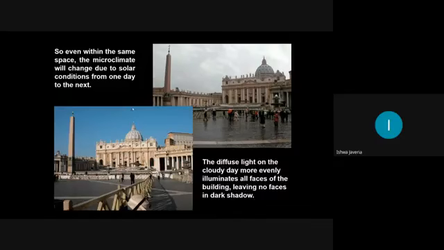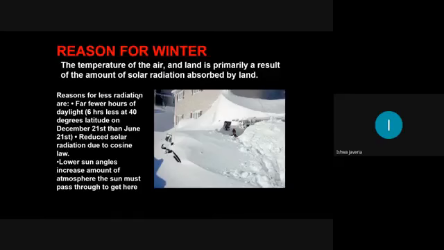So, in all of these buildings, in all of our world, in our surroundings, we have never been focusing on this issue, which is very important for an architect to study: how we can actually play with the sunlight in our buildings. And I talked about reasons for the winter.